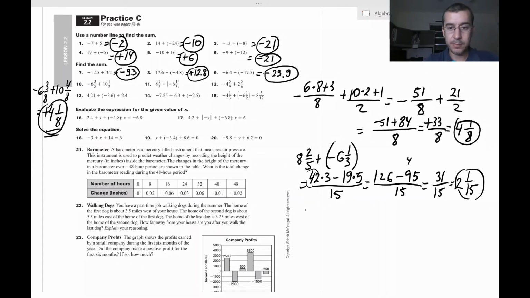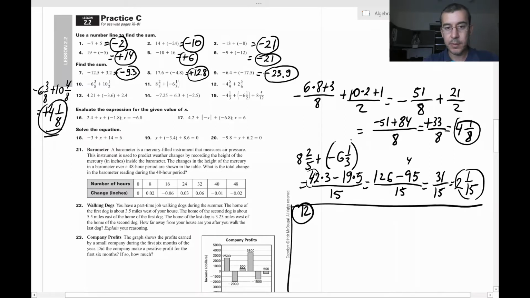Then number 12, we have minus 4 wholes and 5 over 9 plus 2 wholes 5 over 6. So this is the same as 4 times 9 is 36 plus 5 is 41. So this is minus 41 over 9 plus, this is over 6 here. 2 times 6 is 12 plus 5 is 17. The greatest common denominator is 18. So we multiplied 9 by 2 to get 18.